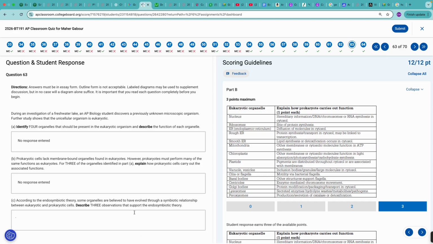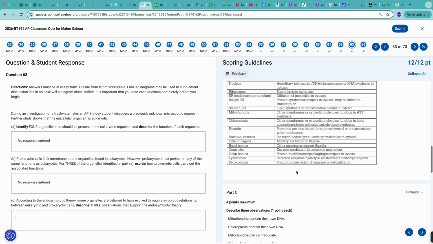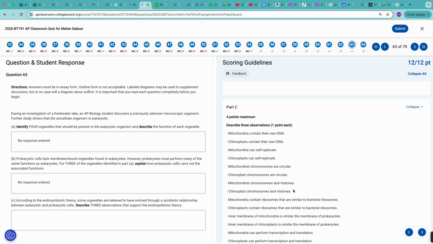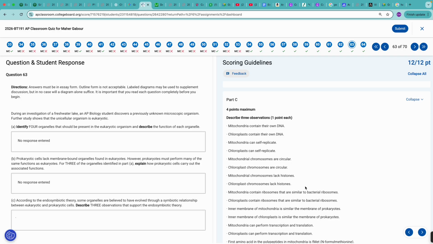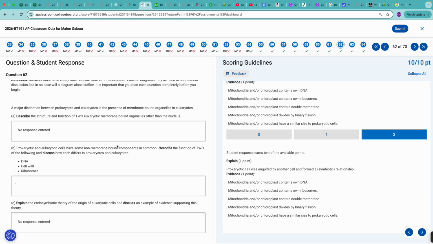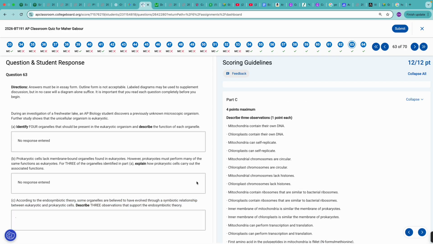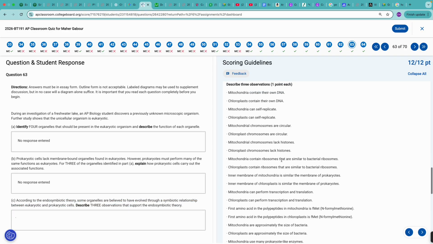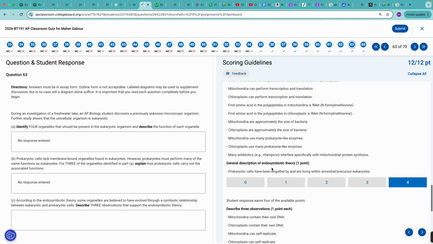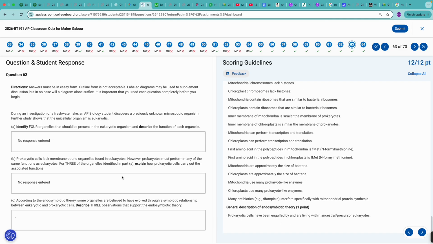According to the endosymbiotic theory, some organelles are believed to have evolved through a symbiotic relationship between eukaryotic and prokaryotic cells. Describe three observations that support the endosymbiotic theory. This is very similar to what came in our periodics. The past two is very similar to this. So you can choose any of these three. The mitochondria has its own DNA. The chloroplast has its own DNA. The mitochondria can self-replicate. The chloroplast can self-replicate. The mitochondria chromosomes are circular. Pick three of these. You know them. I've explained them too many times.